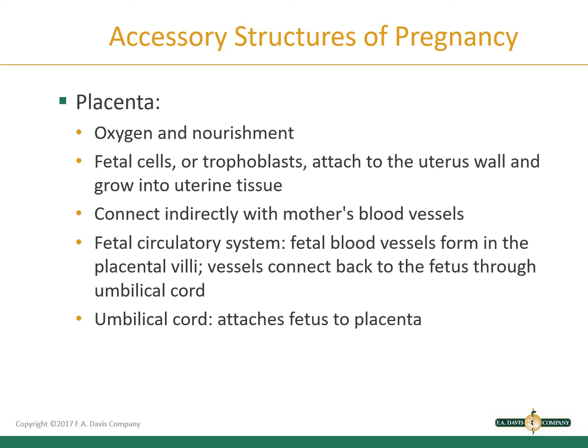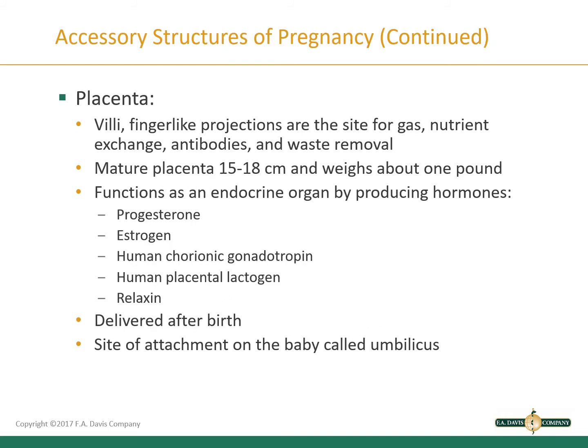Gas, nutrient exchange, antibodies, and waste removal take place across the villi walls in the placenta. The walls also keep the fetus blood from mixing with the mother's blood. The placenta provides for all fetal oxygenation and nutritional needs while in the uterus. The placenta also acts as an endocrine organ by producing hormones.